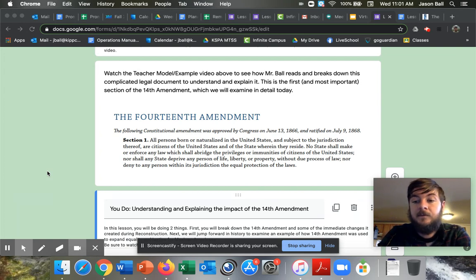So they wrote this amendment, or change to the Constitution, called the 14th Amendment. And I'm going to read this here to you now. A lot of people consider this to be the most important aspect of the entire US Constitution. And it came right after the Civil War as a reaction to the problems of Reconstruction.